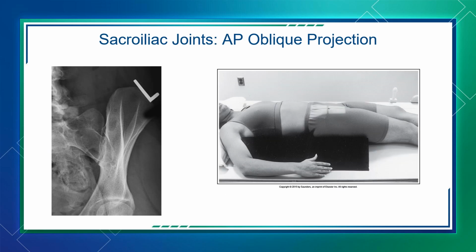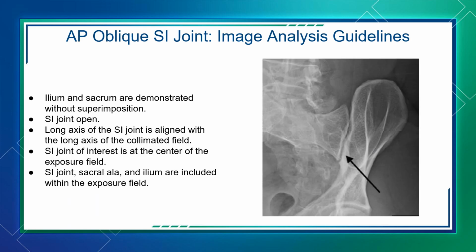I have included some oblique projections. Obviously, for the oblique projection, we're looking for an open SI joint, okay? There should be minimal overlapping of the ilium and sacrum, okay? Here's an example of this. I have included some image analysis guidelines to help clear some things up.